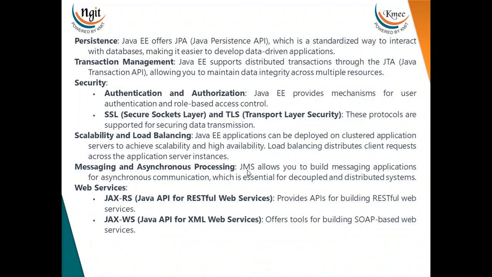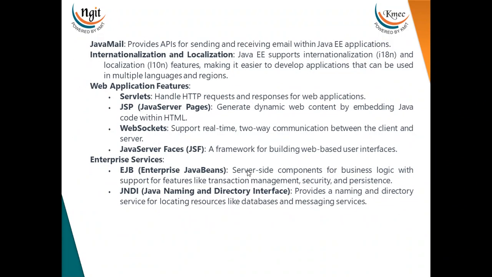And web services like JAX-RS for RESTful web services. This provides APIs for building RESTful web services. JAX-WS will provide for building SOAP based web services. JavaMail provides APIs for sending and receiving mail in Java applications. Internationalization and localization support are also there, so applications in multiple languages and regions could be developed using J2EE.